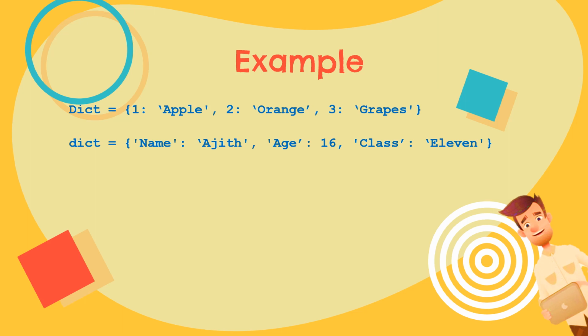Similarly, in the next dictionary, there is a key name which cannot be altered. The value for that particular key is Ajit, then age is given, then class is given. Each key has an associated value. These values can be changed, but the keys cannot be changed. That is the specialty of a dictionary.